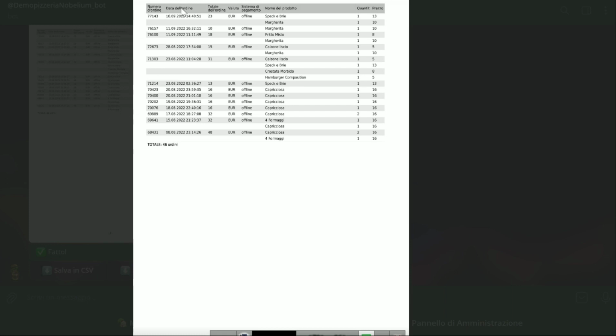order number, date, time, total, currency, payment system, offline, payment on receipt. If it was PayPal, it would come out PayPal. If it was Bitcoin, it would come out Bitcoin, etc. Product name, spec, and BRI.